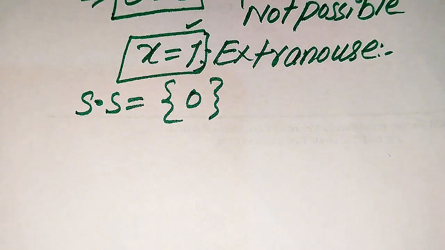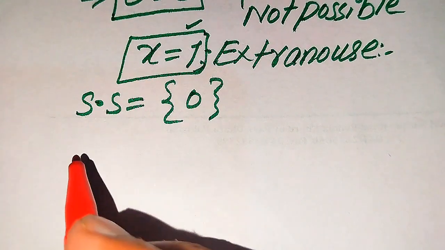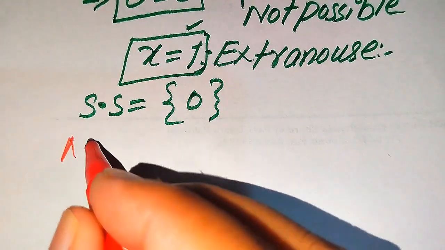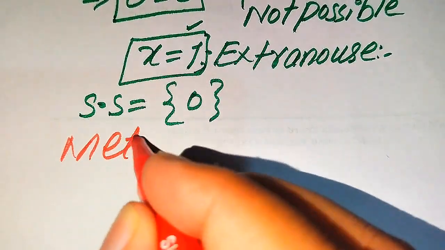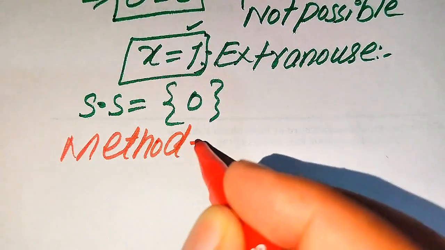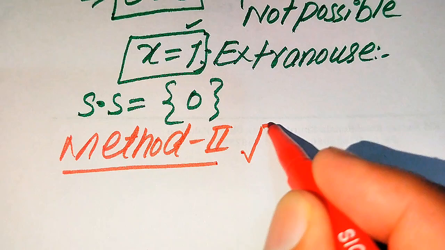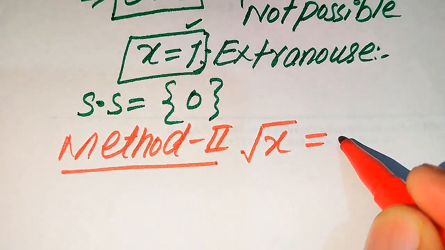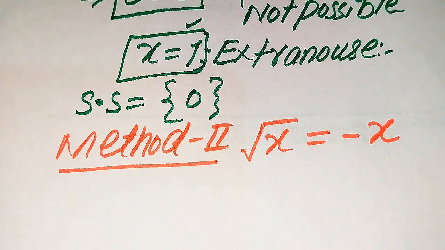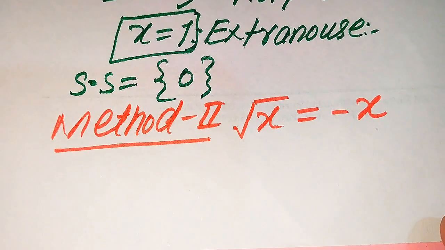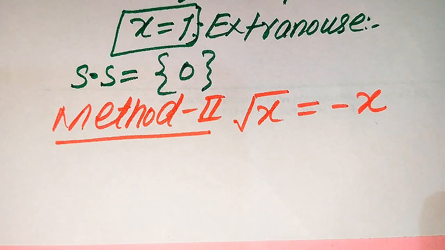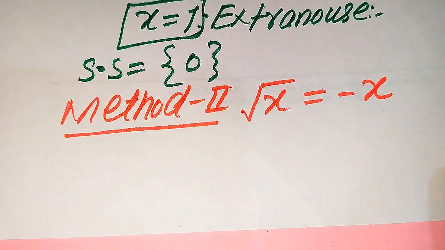And now we move forward and we again solve this problem with the second method. For this we need to copy down the given question statement here. So in the second method, the question statement is square root of x is equal to minus x. This is our question statement. In the second method, I can give you a nice smart technique in which you can easily get the value of x.